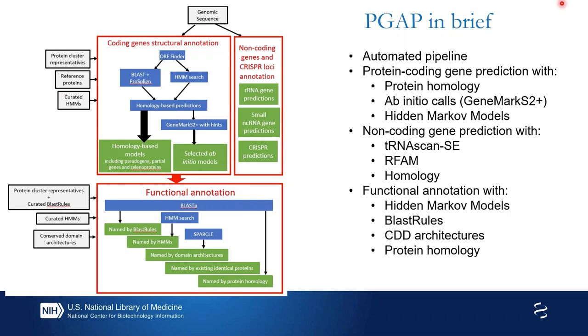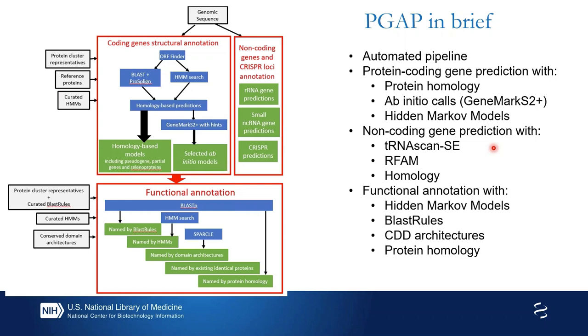So on the coding gene side, the core component of the pipeline is protein homology. Most of the predictions are made using homology to existing proteins with the help of HMMs, mostly HMMs. Another set of proteins is called using GeneMarkS-2+, which is an ab initio gene finder. We predict non-coding genes as well using tRNAscan, Rfam, and also homology. So that allows prediction of tRNAs, small non-coding RNAs, ribosomal RNAs, and we predict CRISPR loci as well.